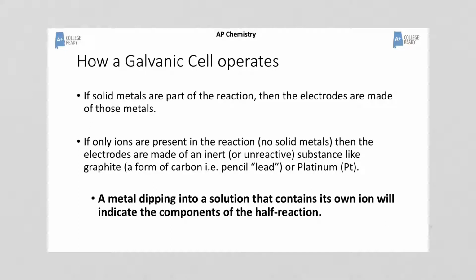So if both components in the half reaction are ions, they were both dissolved in the solution, and we'd need the electrode to be made of an unreactive substance. So platinum is a choice, which is pretty expensive. In most cases, we would use something like graphite. Literally you could take a piece of what we call pencil lead, which is really graphite, out of your mechanical pencil and use that as an electrode. And that would be just a way for the electrons to get out of the solution.